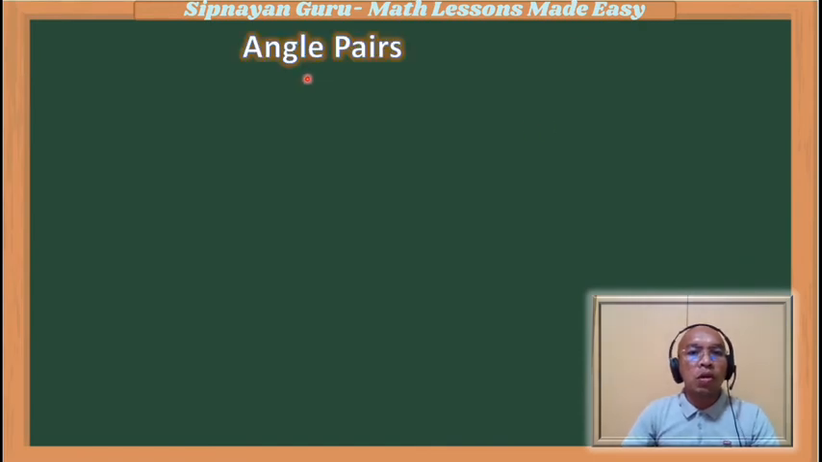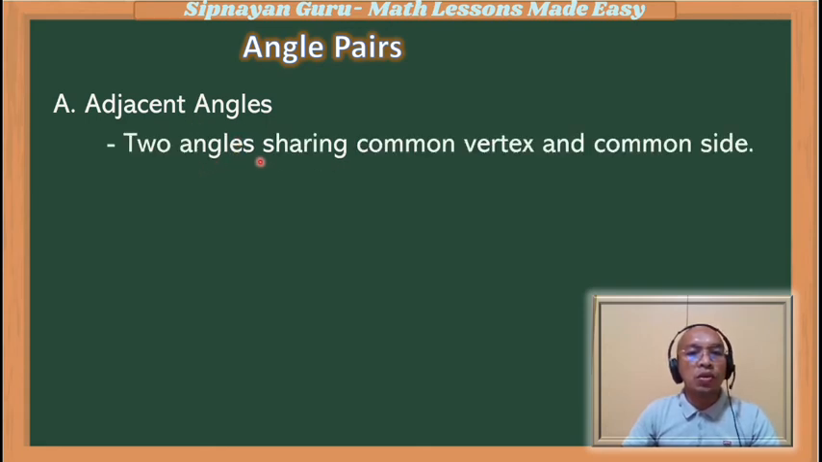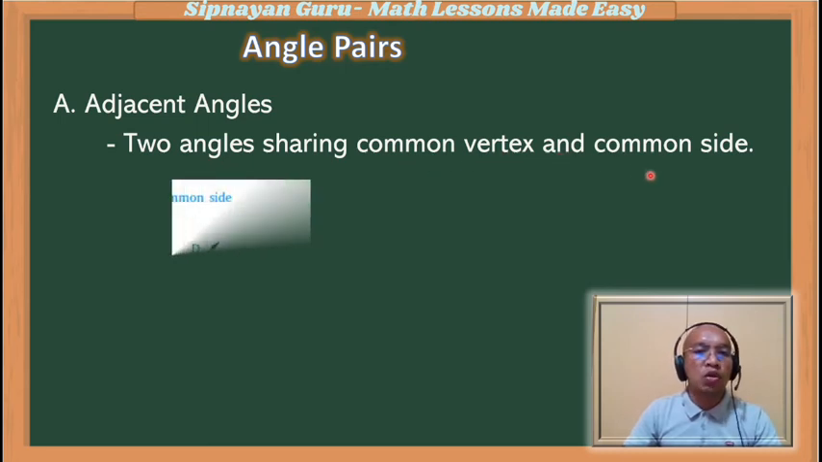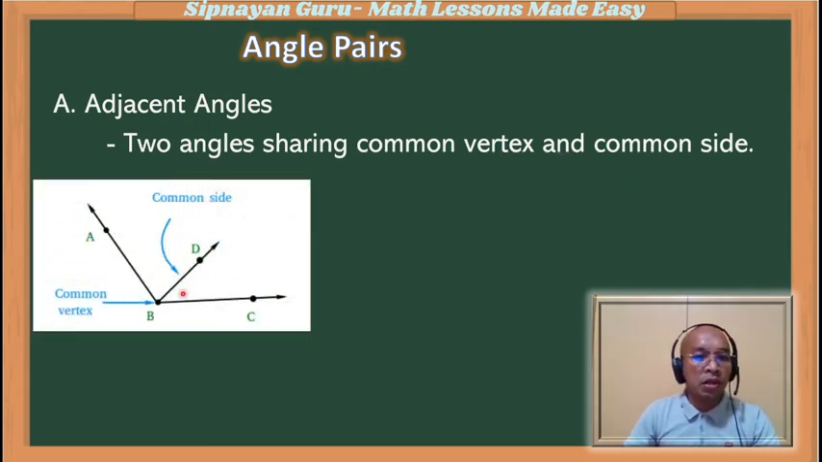We also have to recall what are angle pairs. The first angle pair is adjacent angles. How do we know that angles are adjacent? These are two angles sharing a common vertex and a common side. So if we have this illustration, angle DBC and angle ABD are sharing a common vertex, which is point B, and side BD is their common side.